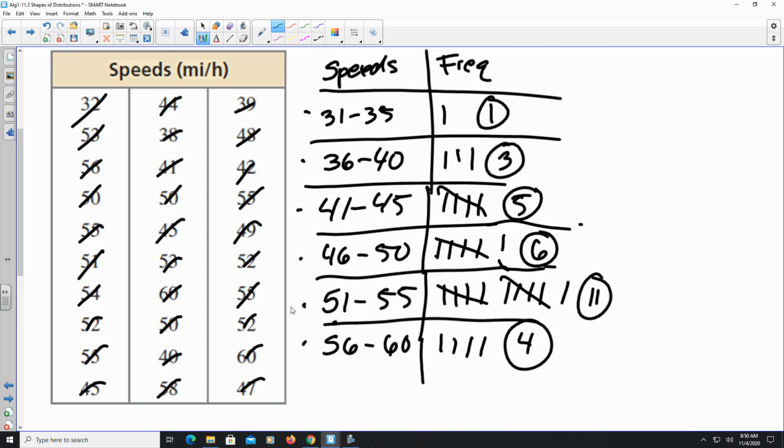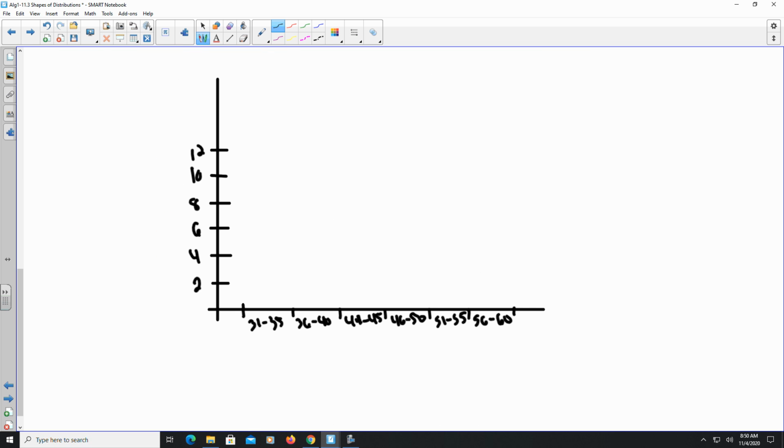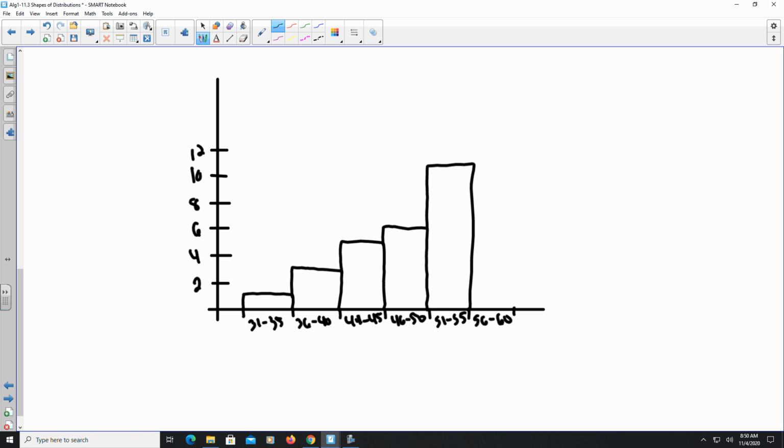So first off, we have a frequency of 1. So it's going to be right here. Next is 3. So right about there. And then 5, right about there. And then we got 6, so it's just a little bit higher than that. And then we got 11. And then finally we got 4. Okay.